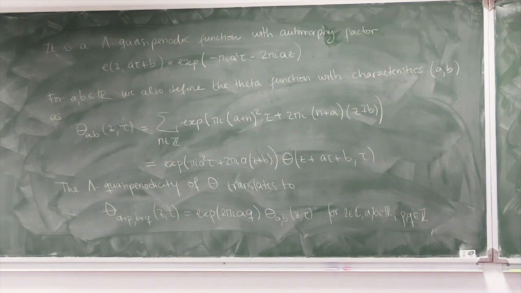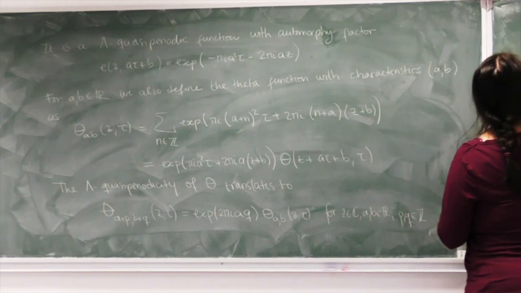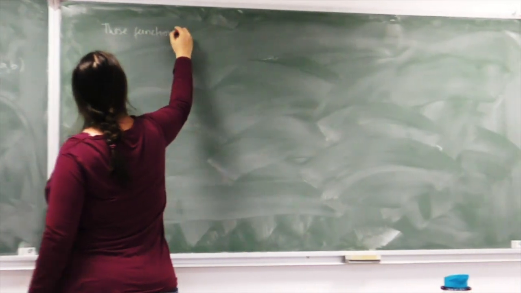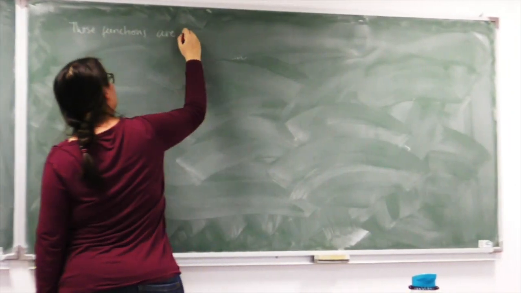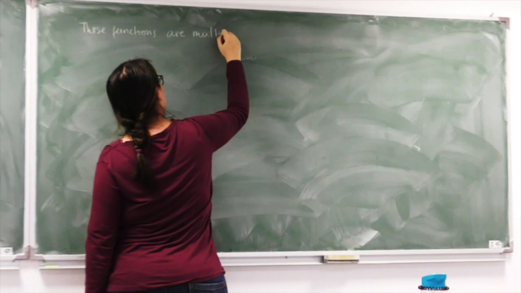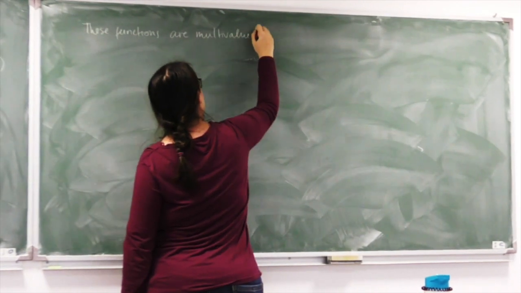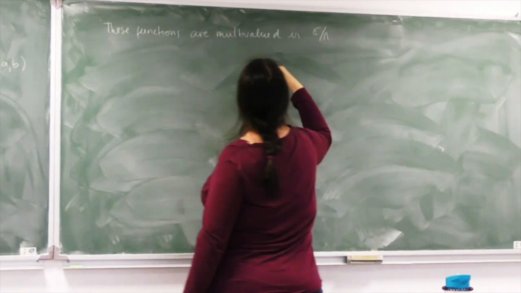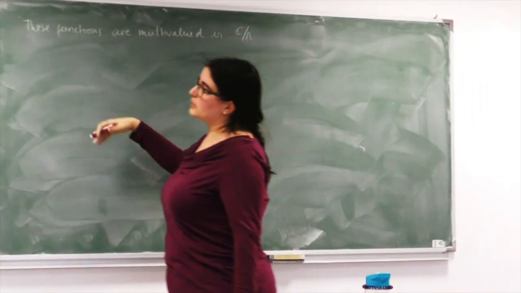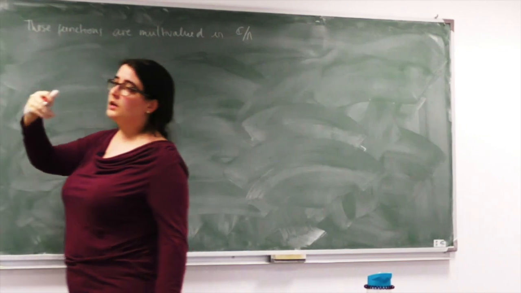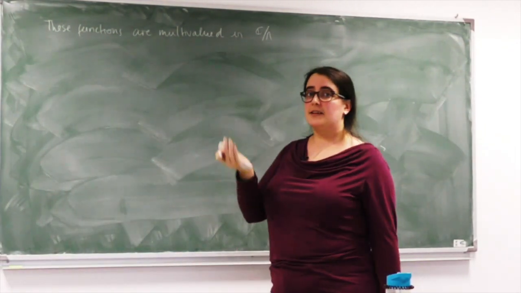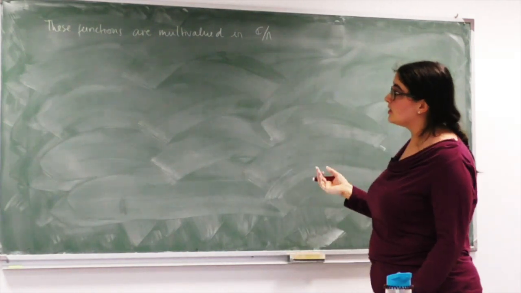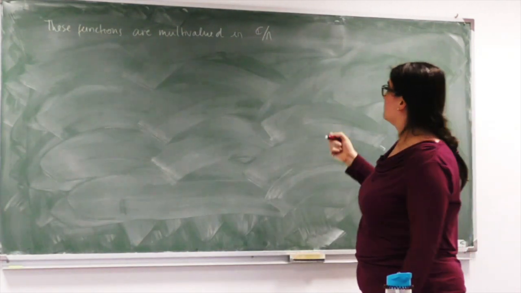So all of these functions are multivalued in the complex torus, right? Because, since we have this automorphy factor, different representatives of the same point in the complex torus will give us different values in the function, but the zeros are well defined.